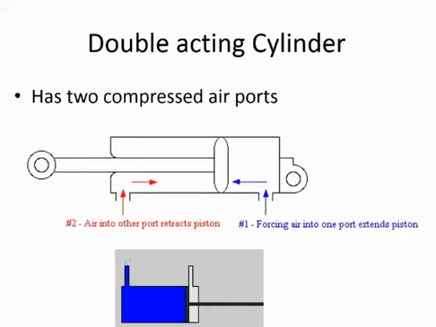The double acting cylinder has two compressed air ports. This allows, via a switch, control over which air pocket the compressed air goes into. As you can see in the diagram below, it pushes both ways.